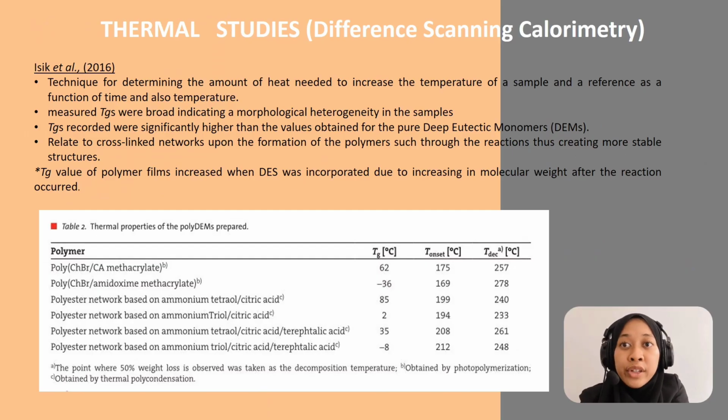Next, as referred to Isic and others 2016, techniques for determining the amount of heat needed to increase the temperature of a sample and reference as a function of time and also temperature. This is because it is related to cross-link networks upon the formation of the polymers through the reactions, thus creating more stable structures. The Tg value of polymer films increased when DES was incorporated due to the increase in molecular weight after the reaction occurred, as tabulated in the slide.